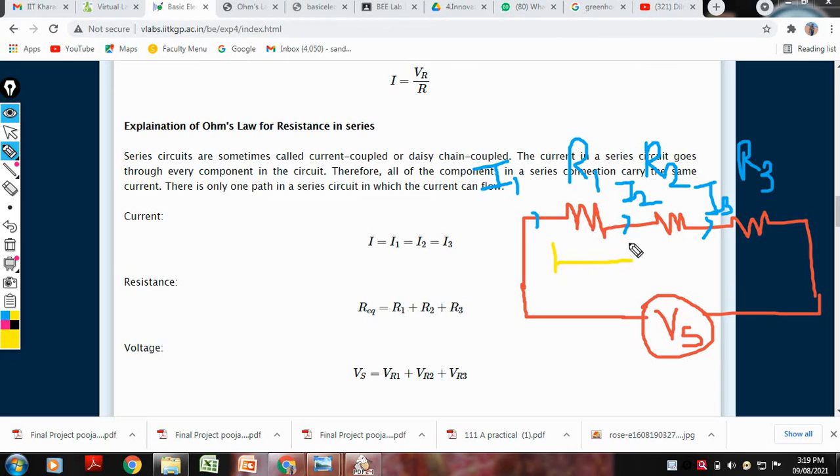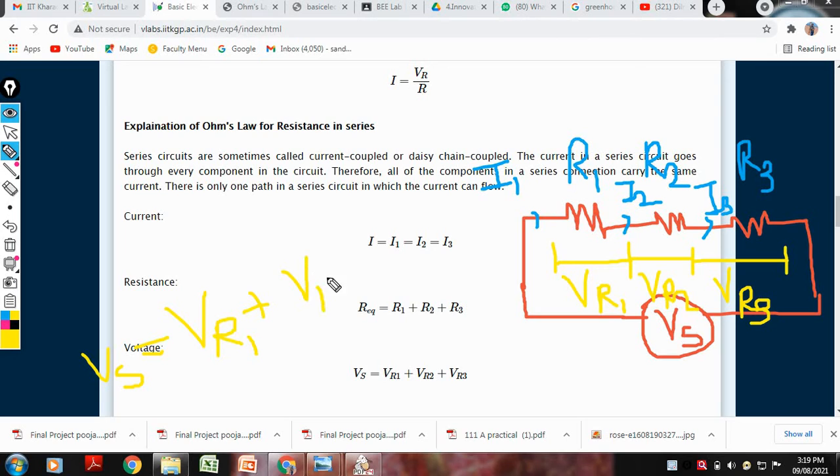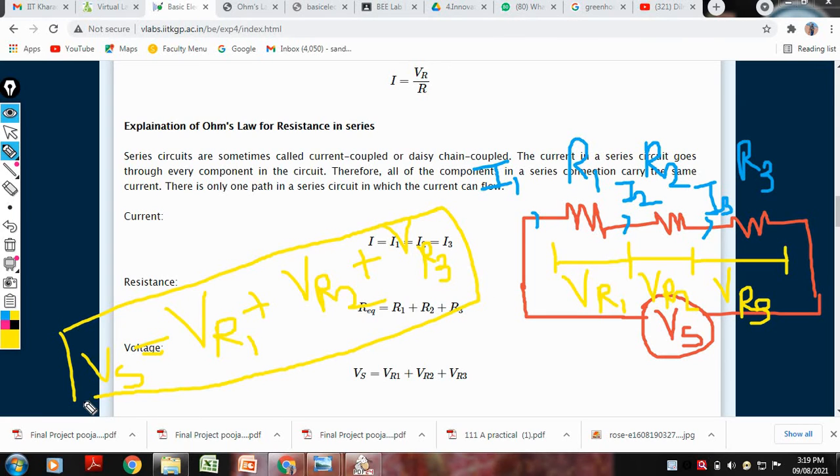Then here the voltage across the resistances, first is VR1, VR2, VR3. Then the supply voltage Vs is equal to VR1, that is the voltage across resistance R1, plus the voltage across resistance R2, plus the voltage across resistance R3. This is the important voltage formula across resistances R1, R2 and R3.